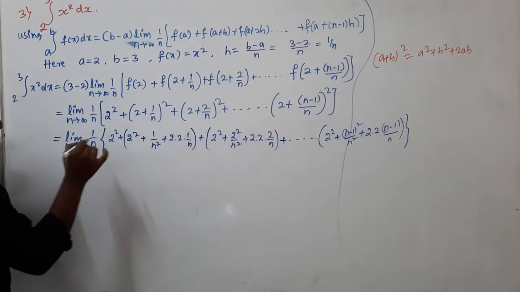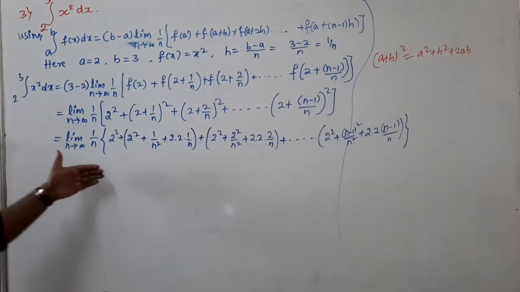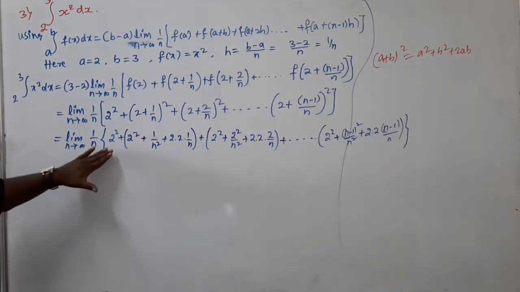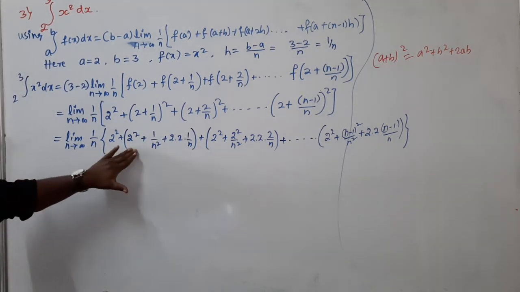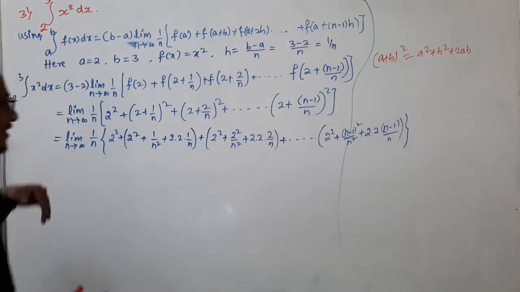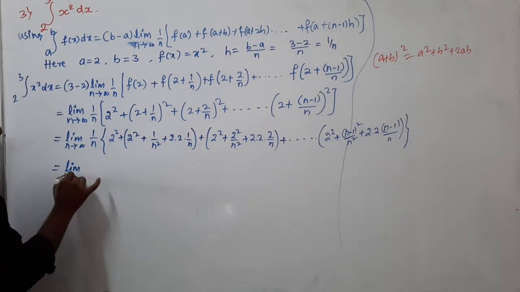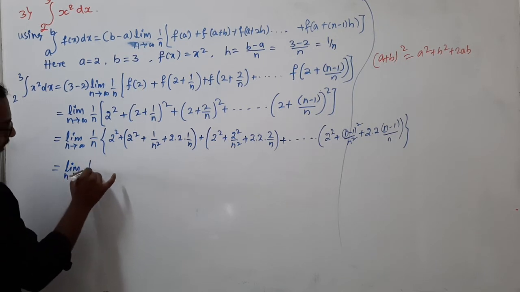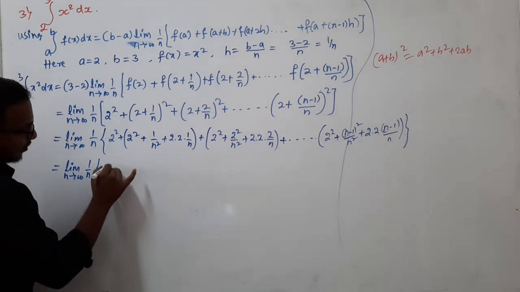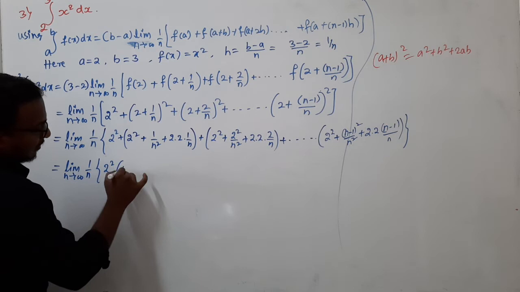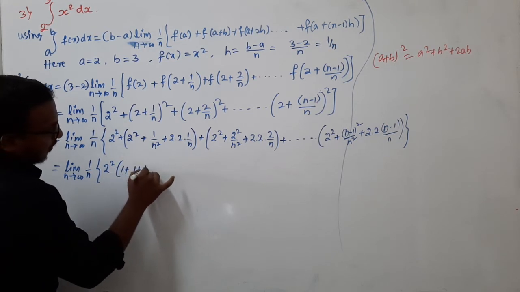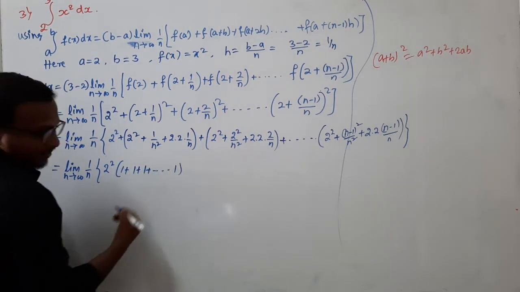Okay, we got the equations like this. Now in this one I am taking 2 square as a common on one side. It will become limit n tends to infinity 1 by n, 2 square common, and the remaining values are 1 plus 1 plus 1 plus 1 up to 1.